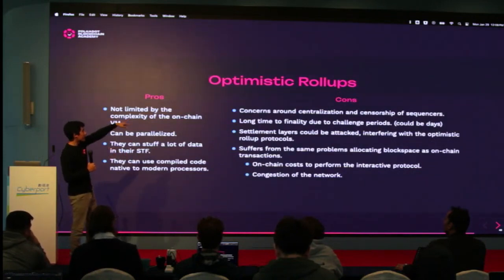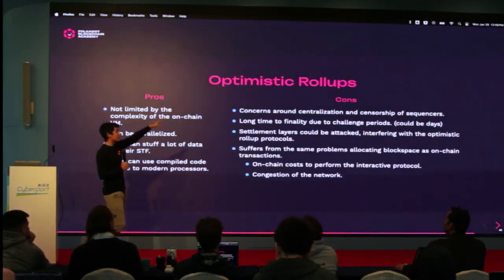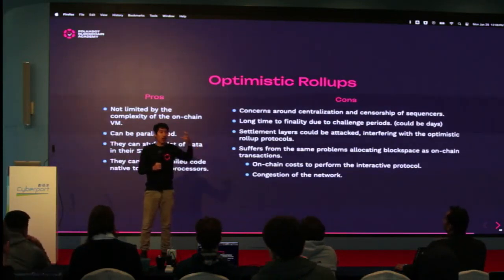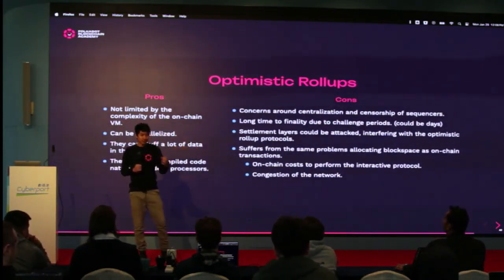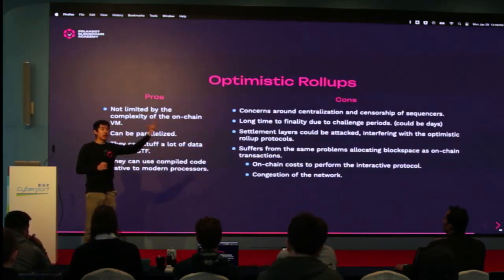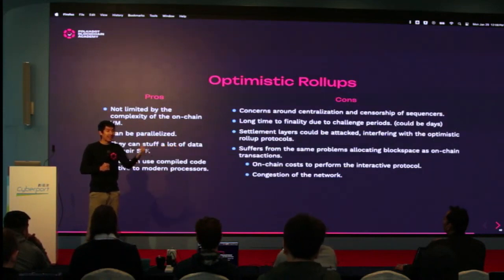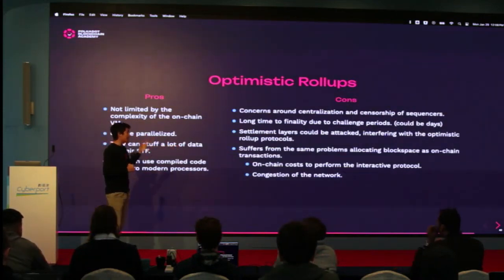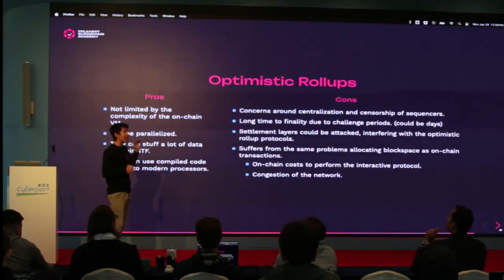The concerns. There are concerns about centralization and censorship of sequencers. Sequencers are the things that are actually constructing the rollup, running the blockchain. Even though you're getting nice security from a chain like Ethereum, at that level there could be centralization risks, right? And this is probably the number one con of an optimistic rollup: long time to finality due to challenge periods.